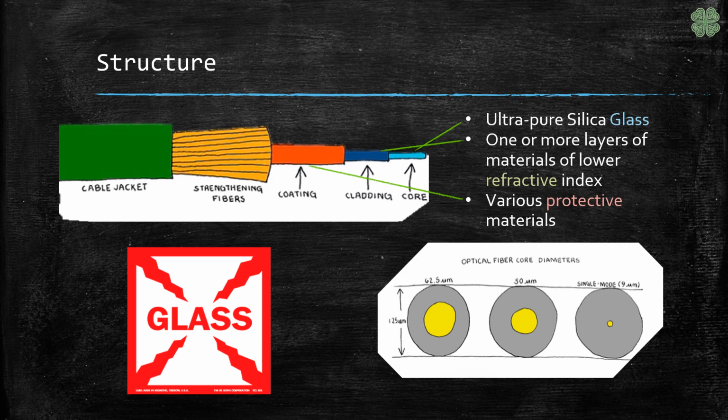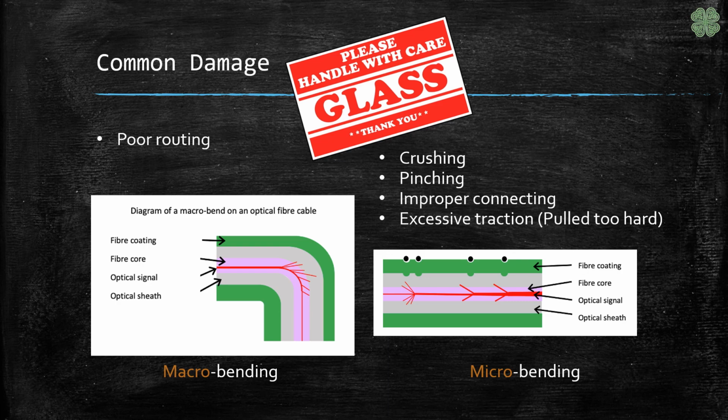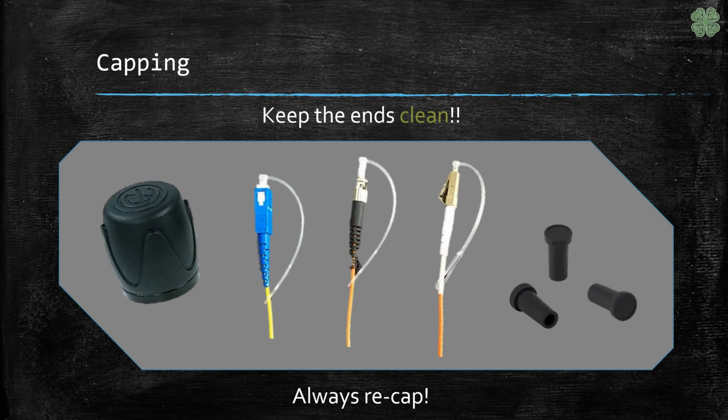The core and the cladding are then protected by various layers of different materials to help reduce the chances of damage, depending on the type of cable and its intended purpose. Some of the most common damage to fiber is micro and macro bending. These are usually caused by choosing a poor cable path and thus allowing the cable to get pinched, crushed, or pulled. Damage like this causes the signal to go in unintended directions and all of the information doesn't get to its final destination. Because the signal is transmitted through glass, it is very important to keep the ends clean. The easiest way to do that is to put the caps back on after every use.